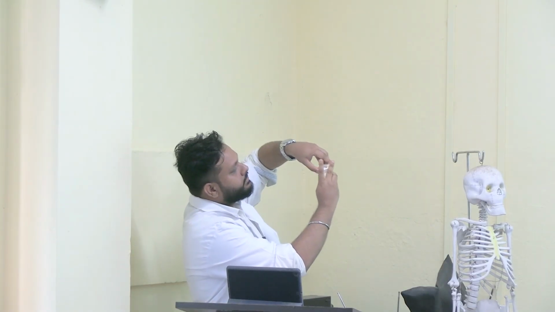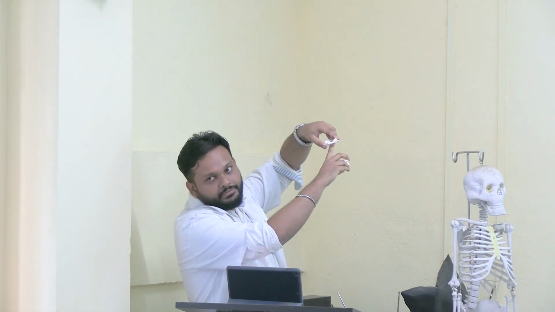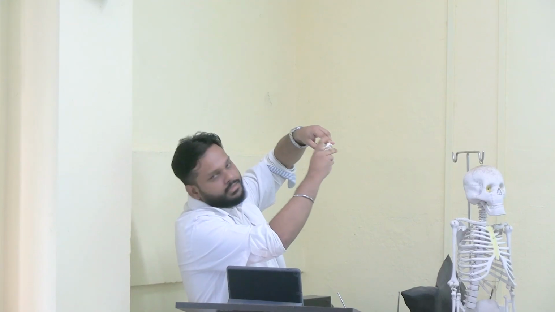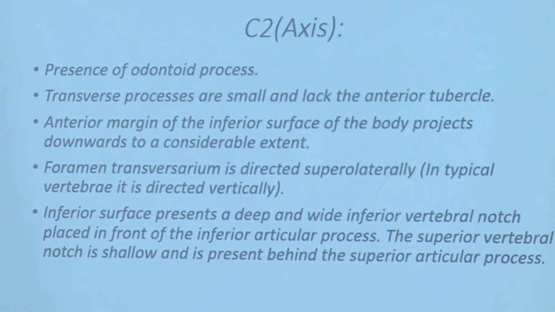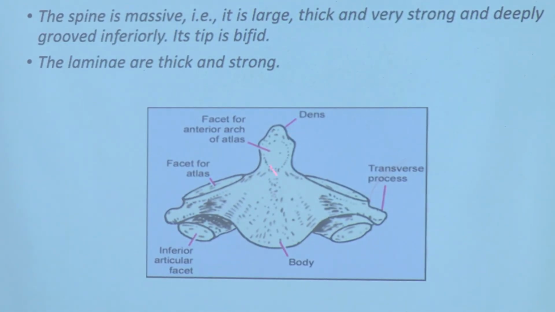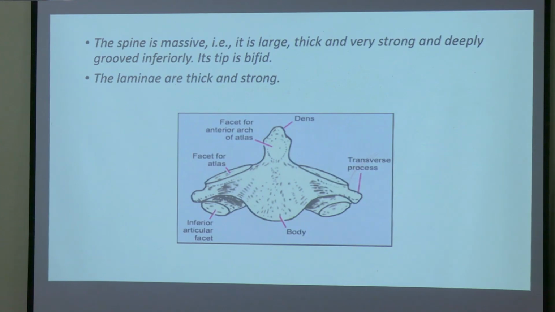The dens attaches here, I can show you properly. That's why this is the facet for the dens. It acts as an axis. That's why the C2 vertebra is also known as the axis. Note the presence of the odontoid process. This is the dens. This one is the facet for the anterior arch of the atlas. Obviously, the anterior arch comes here and the dens attaches. Okay?